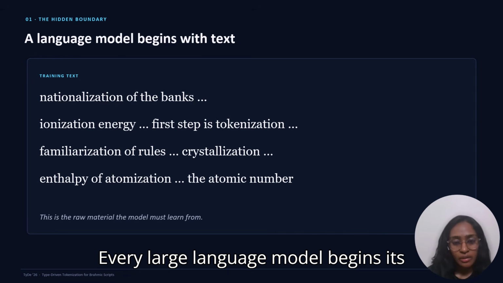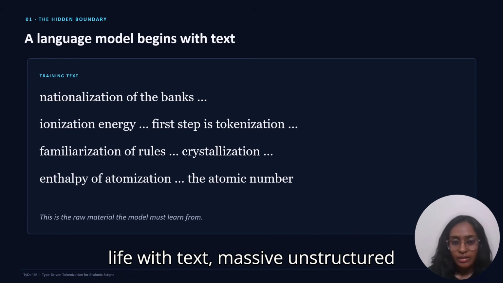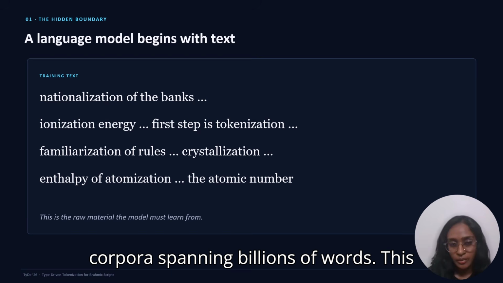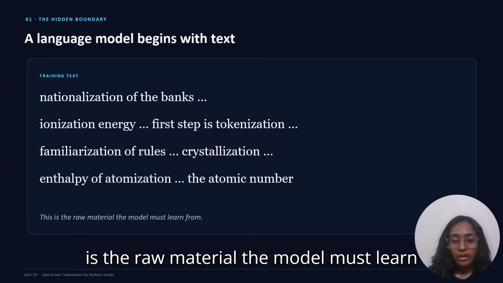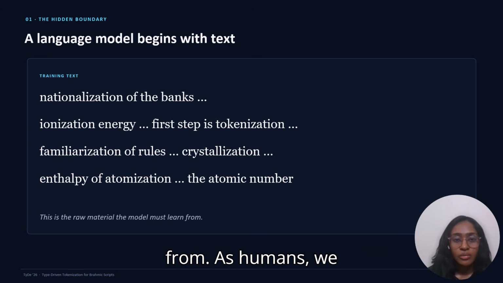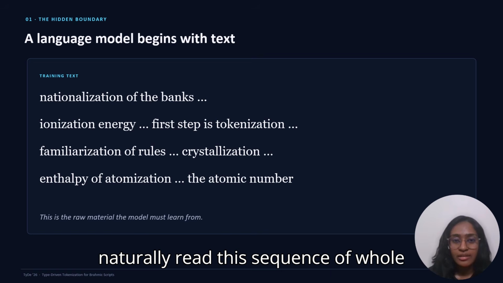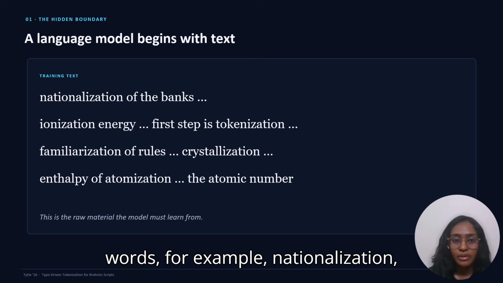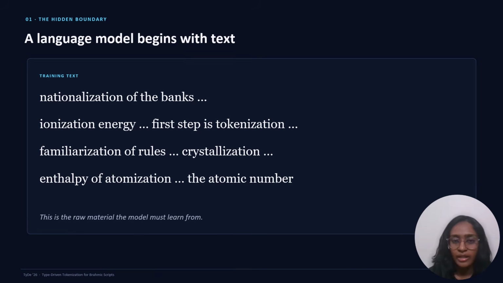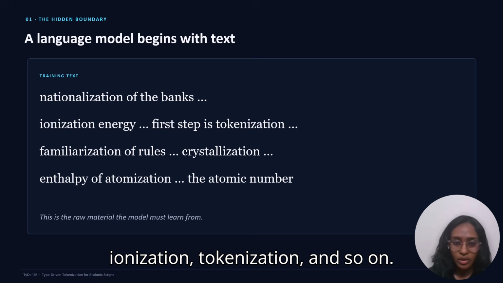Every large language model begins its life with text, massive unstructured corpora spanning billions of words. This is the raw material the model must learn from. As humans, we naturally read this as a sequence of whole words. For example, nationalization, ionization, tokenization, and so on.